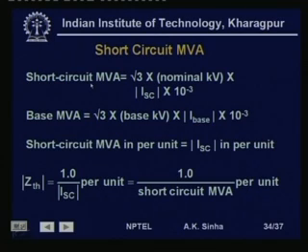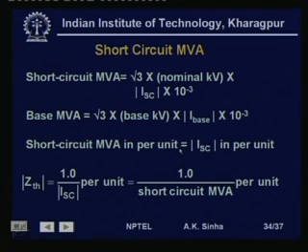Now, since at the time of the fault the voltage is much lower and the current is much higher, it is found that for circuit breaker ratings the product of the voltage and the current is more or less constant for the circuit breaker interruption rating. Therefore, most of the time the circuit breaker manufacturers provide a short circuit MVA rating for the circuit breaker. We define this short circuit MVA rating as root 3 times the nominal kV into the short circuit current in kiloamperes. Base MVA we write as root 3 into base kV into I base into 10 to the power minus 3 to take care of the kiloamperes. So, short circuit MVA in per unit will be equal to short circuit MVA divided by the base MVA. This comes out to be equal to ISC in per unit.